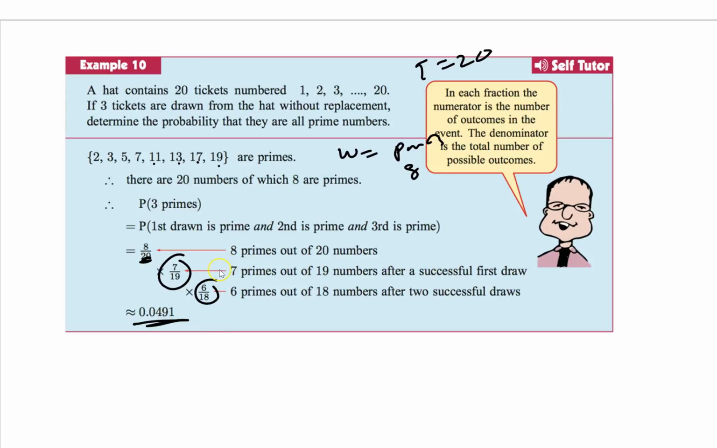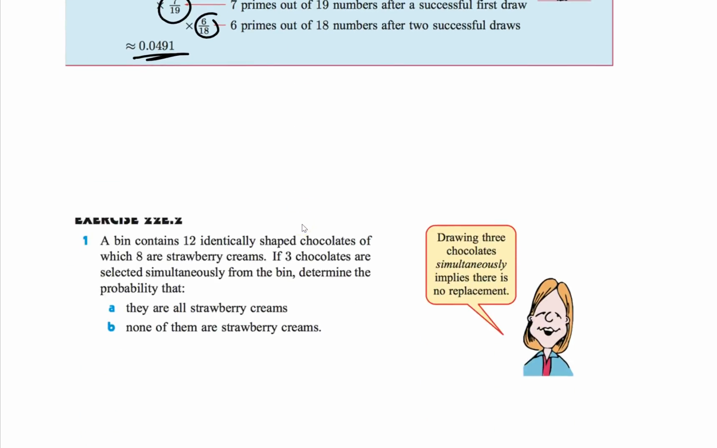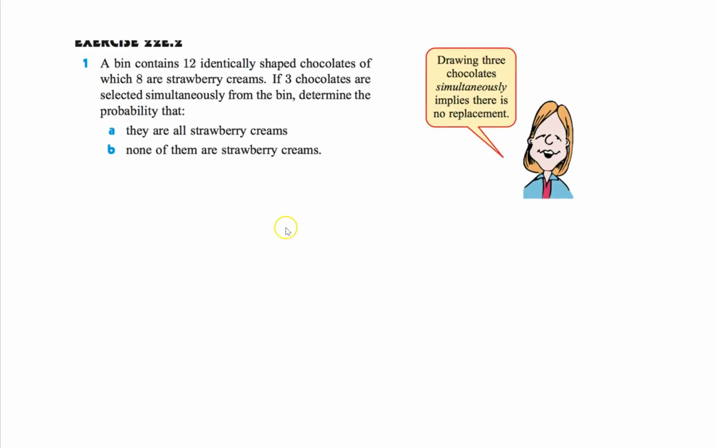Okay, let's move on to one final one. A bin contains 12 identically shaped chocolates, of which 8 are strawberry cream. If 3 chocolates are selected simultaneously from the bin, determine the probability of that. Now, here's the main reason I want to talk about this. Anytime they say selected simultaneously, that means you're picking them all at the same time. That is considered without replacement. So simultaneously means without replacement.